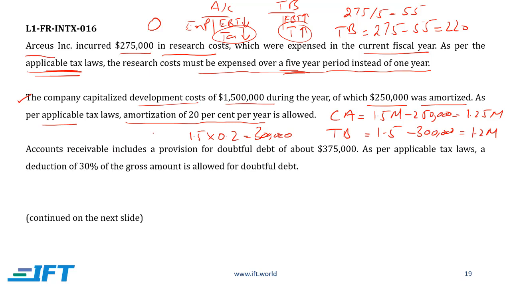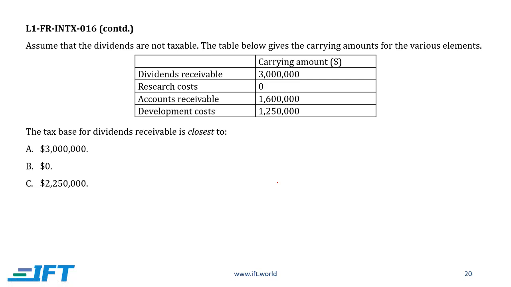Account receivable includes a provision for doubtful debt of about 375,000. As per applicable tax laws, a deduction of 30% of the gross amount is allowed for doubtful debt. So let's read the question further. Assume that the dividends are not taxable. The table below gives the carrying amount for the various elements. So is the carrying amount for your tax books or for accounting books? Accounting books. So dividend receivable is how much? 3 million.